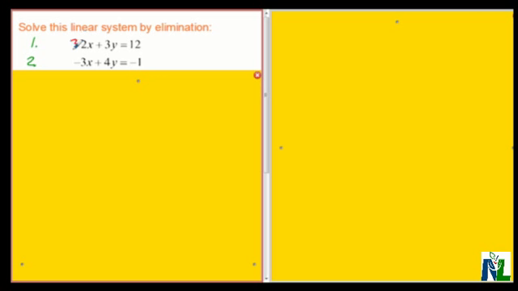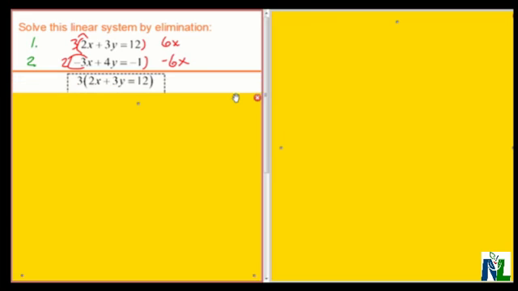I notice that if I multiply equation 1 by 3 and equation 2 by 2, the resulting equivalent equations will have x terms with opposite coefficients. In other words, here I'd get 6x, here I'd get negative 6x. Therefore, when I add the two equivalent equations, the x terms will be eliminated. So I'm going to multiply equation 1 by 3 and equation 2 by 2, and I'm going to add the resulting equivalent equations to eliminate the x terms.